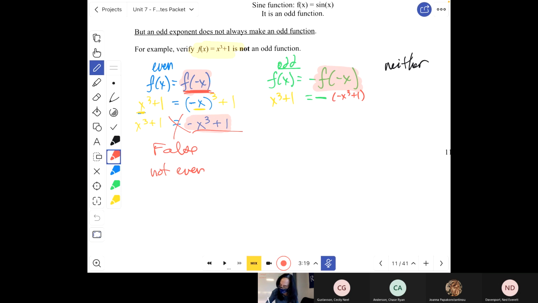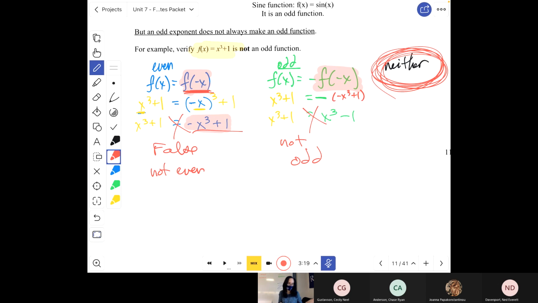Okay, so let's see. Let's simplify that. I'm distributing the negative, so what do I get for my first term? Negative x cubed. And my second term? Minus 1. Are these equal? No. So it's not odd. So it's neither, right? So that's how you can verify if a function is even, odd, or neither.